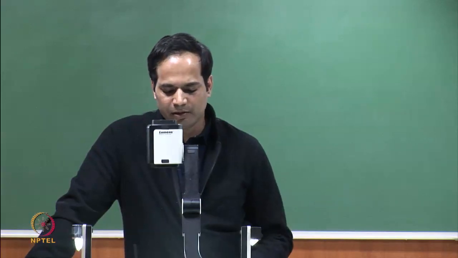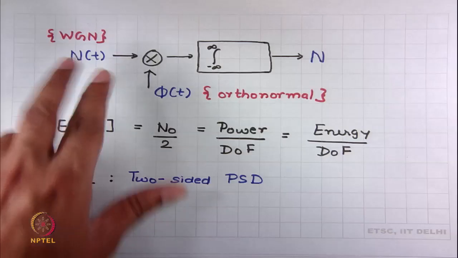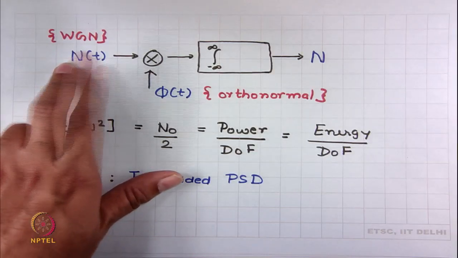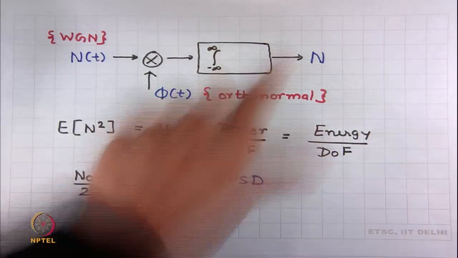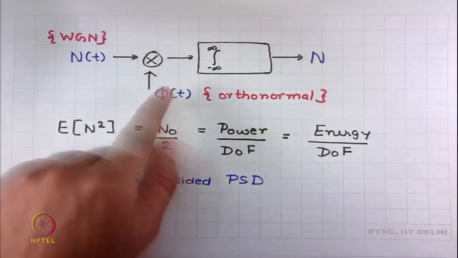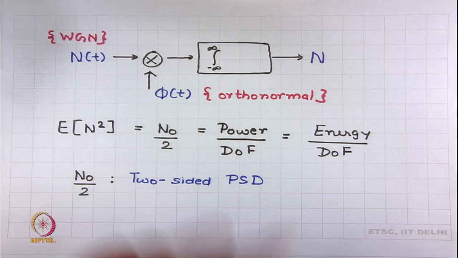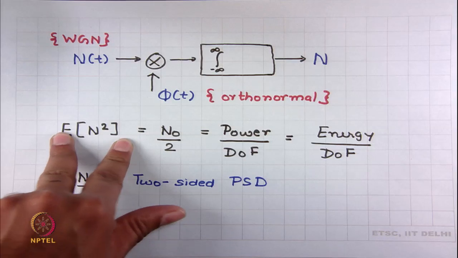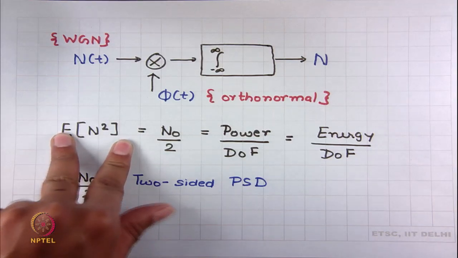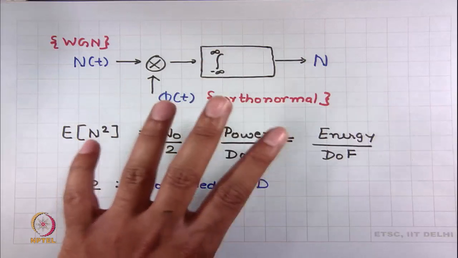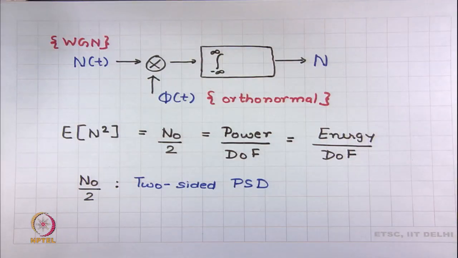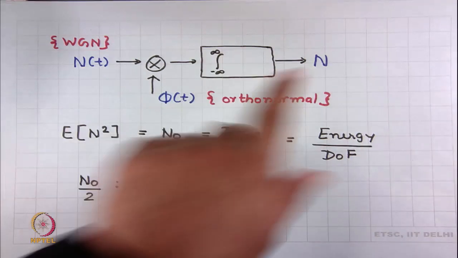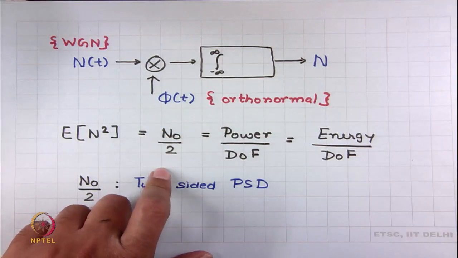The second thing is what we have discussed about white Gaussian noise. We have seen that if you have a white Gaussian noise n(t) and pass it through a correlator, the correlator is fed with this orthonormal function. At the output of the correlator, you get a Gaussian random variable denoted by n, and the expected value of n squared is N0 by 2. All this we have done in lecture 17 of this course. So, the expected value of n squared is N0 by 2, where N0 by 2 is the power spectral density.